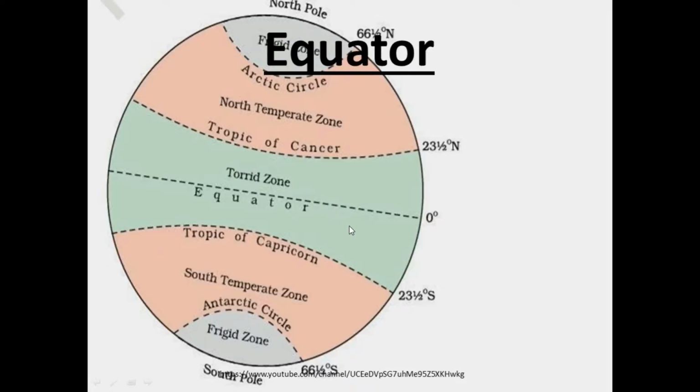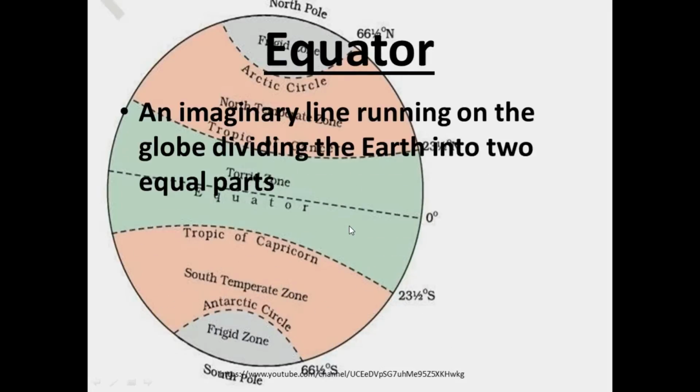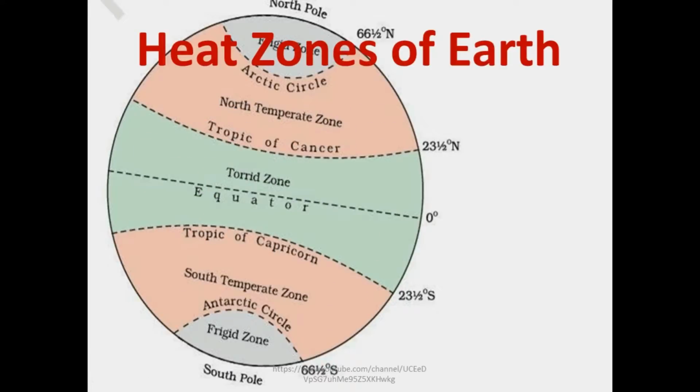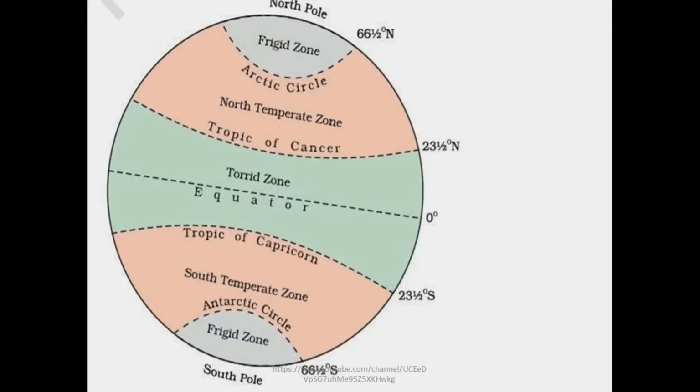So equator is nothing but 0 degrees. At 0 degrees, the equator is there, an imaginary line running on the globe dividing Earth into two equal parts. 0 degrees latitude. Heat zones of the Earth. We already discussed heat zones. Heat zones are the temperate zone, torrid zone, all those things. Let us discuss in elaborate.